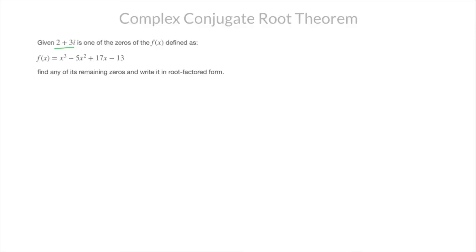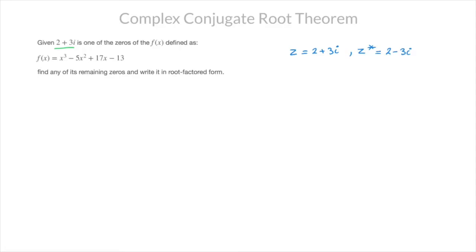But now, since 2 plus 3i is a complex number, indeed, we could actually go ahead and write z equals 2 plus 3i. The complex conjugate root theorem tells us that its conjugate must also be one of the roots of this function. In other words, the complex number, which I'll call z star, and equals 2 minus 3i, must also be one of the zeros of this polynomial function. And this means that we now have two of the roots of this cubic polynomial function. So how do we find the next one?